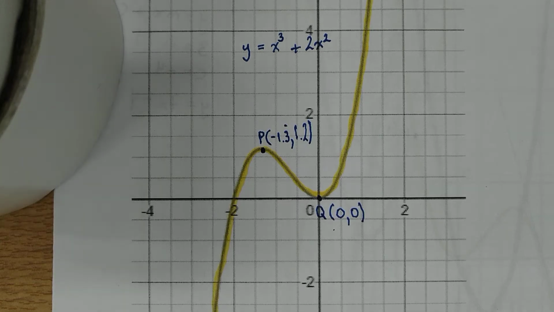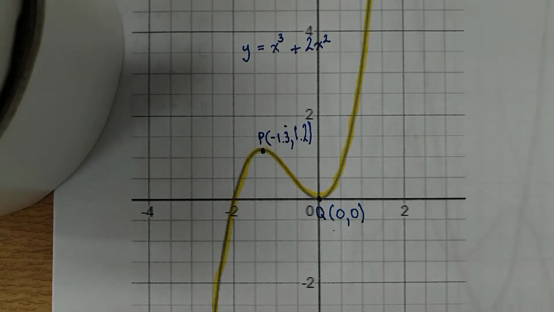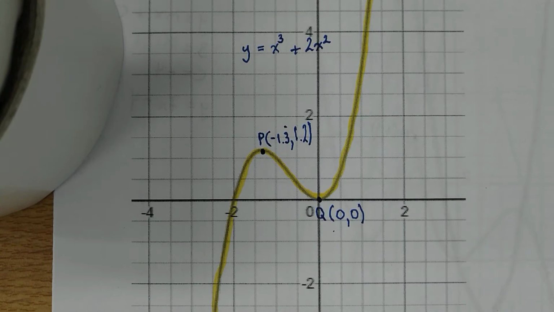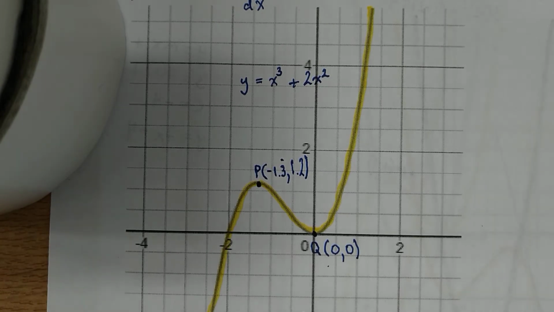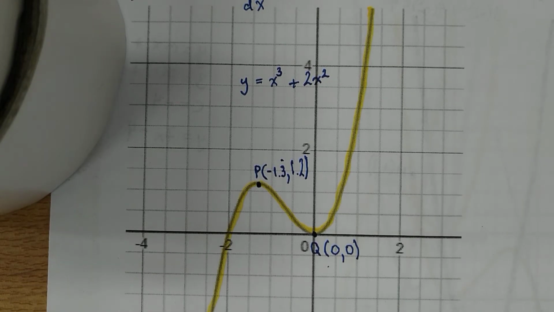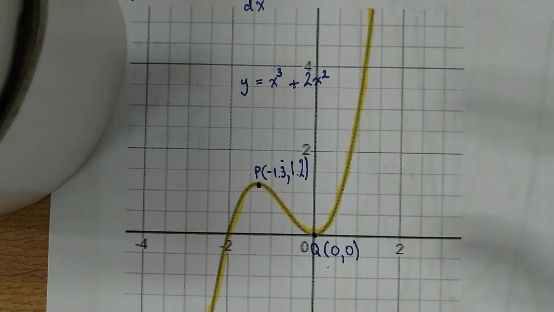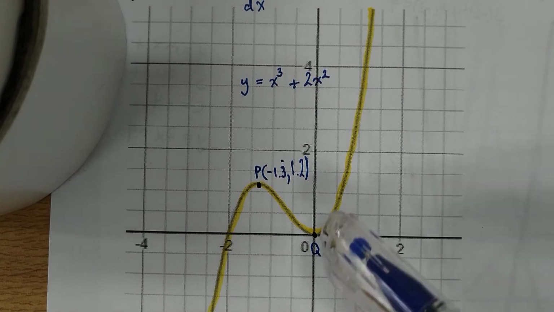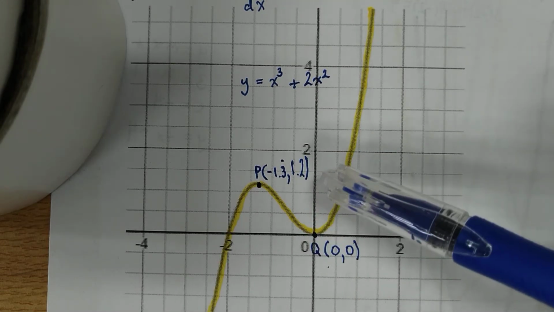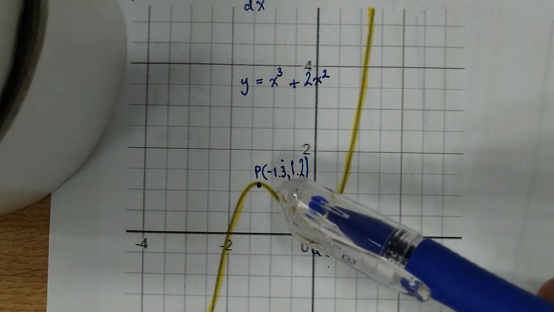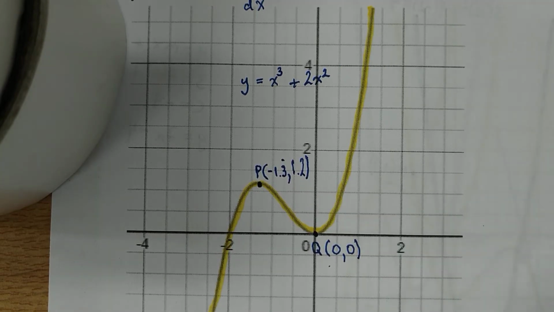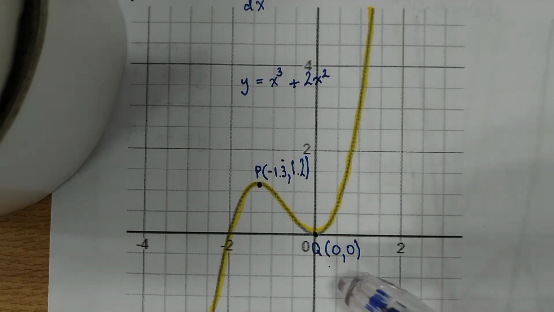In this video, we're going to talk about the second derivative. And we're going to use the same function that we used in the last video. And I want to reiterate that P is a resting point, and that is the local maximum, and Q is a local minimum. P is happening at negative 1 1/3, 1.2, and Q is at the origin.